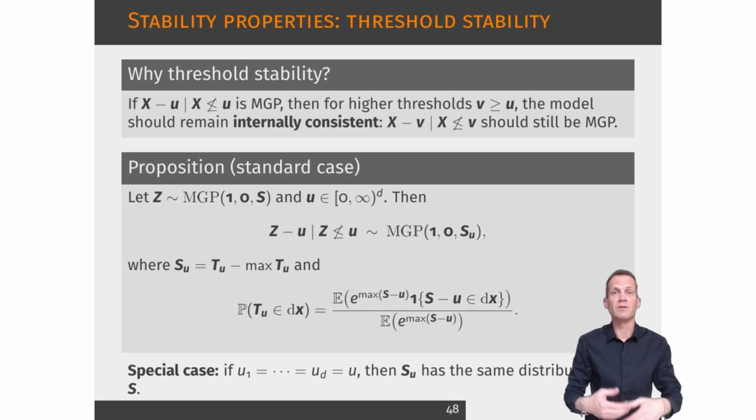A special simplification occurs when all threshold components are shifted by the same amount. In that case, the deviation distribution remains unchanged. This mirrors the univariate idea that raising the threshold should not take us outside the same tail family.